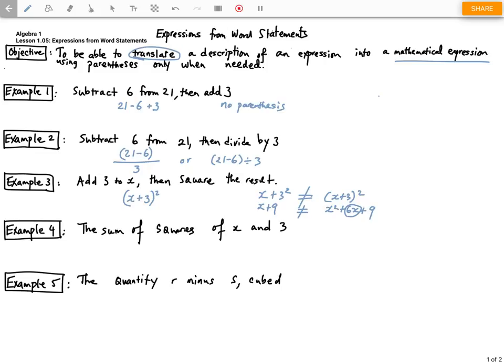Okay, let's try example number 4. The sum of squares of x and 3. So square x, so x squared, square 3, so 3 squared, and then you add. So that's equivalent to x squared plus 9.